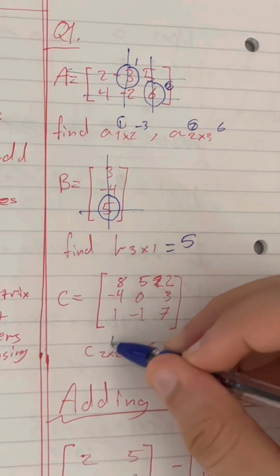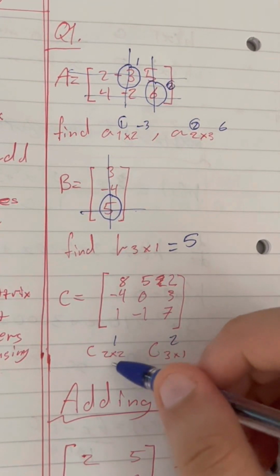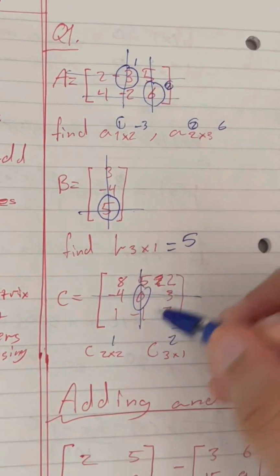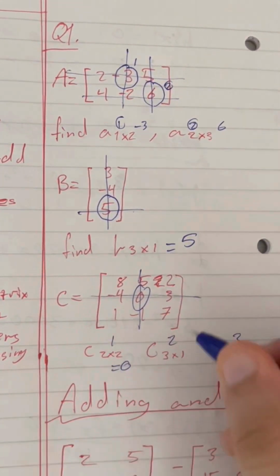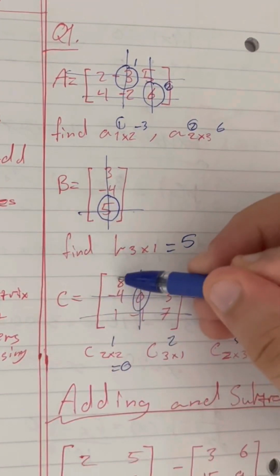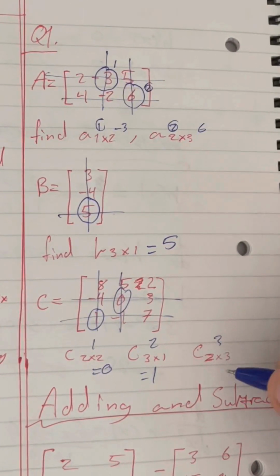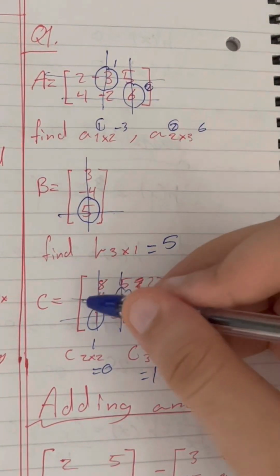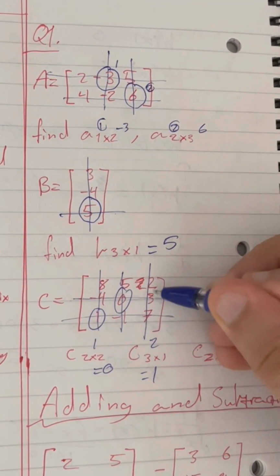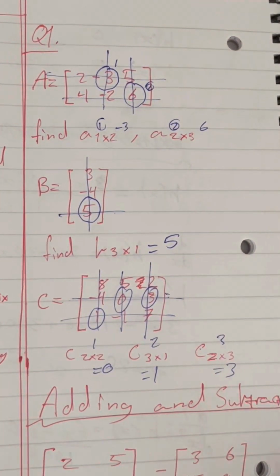Okay, number 1, 2, and 3. Second row, second column. Your answer should be 0. Third row, first column. Your answer should be 1. Second row, third column. Second row here, we've already passed that. Third column, so your answer should be 3.